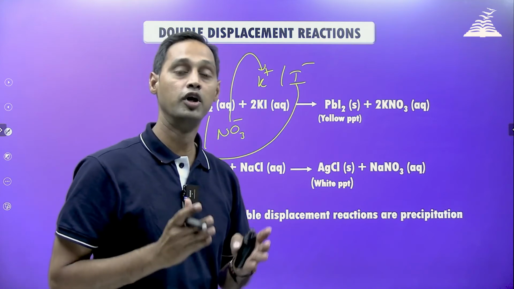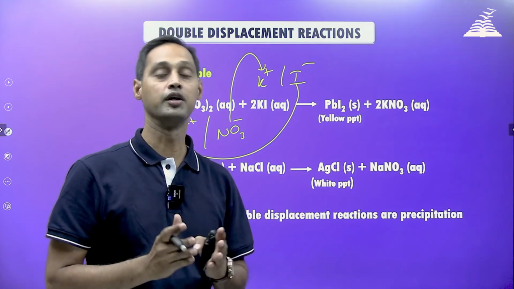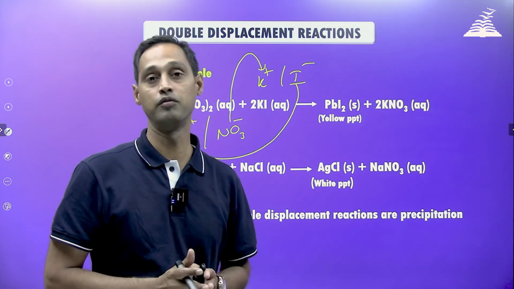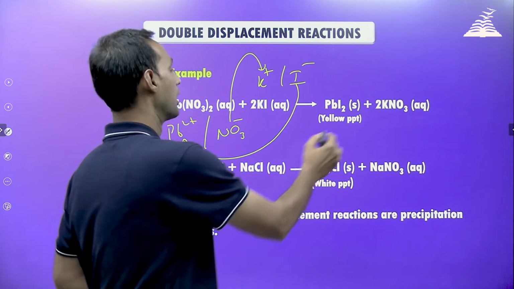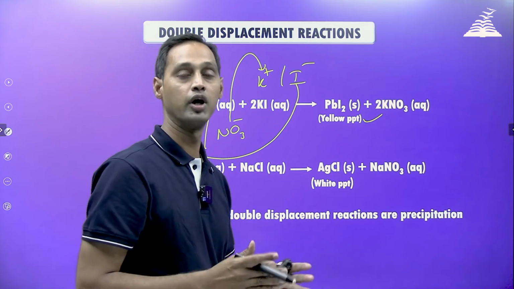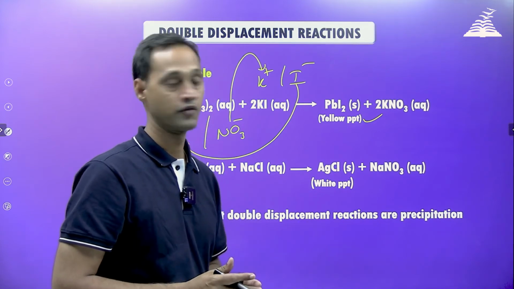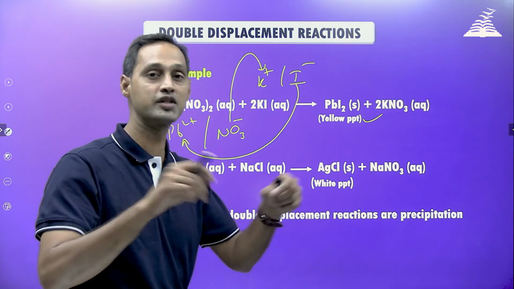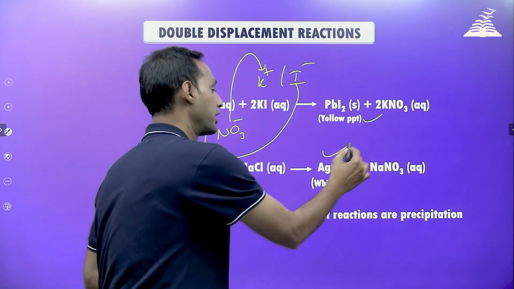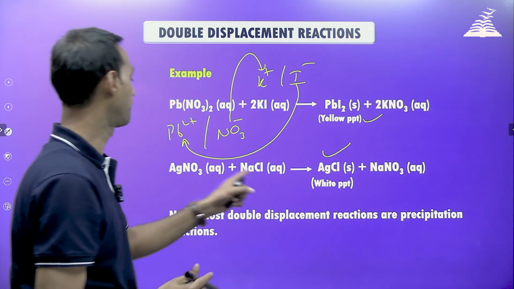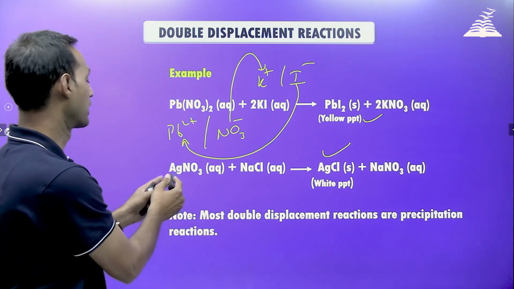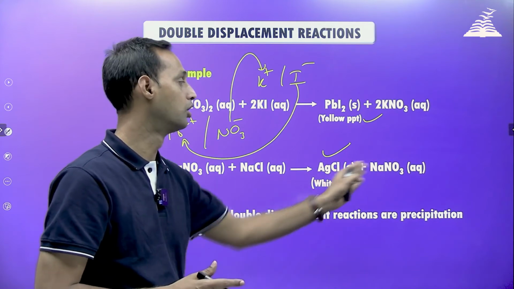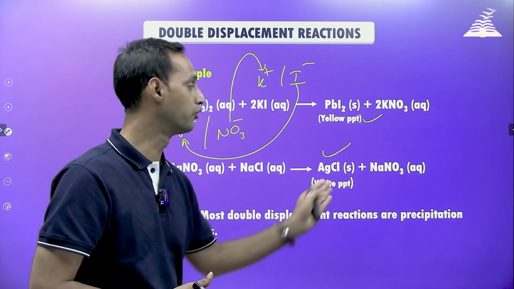Generally, in double displacement reactions a precipitate is formed, but not all double displacement reactions form a precipitate. Okay, so a yellow precipitate is formed. Lead iodide gets precipitated. And if you take silver nitrate solution and NaCl solution and mix them, silver chloride gets precipitated. Exchange of ions is involved. Silver and nitrate ions, sodium and chloride ions get exchanged, so that we got two new compounds.